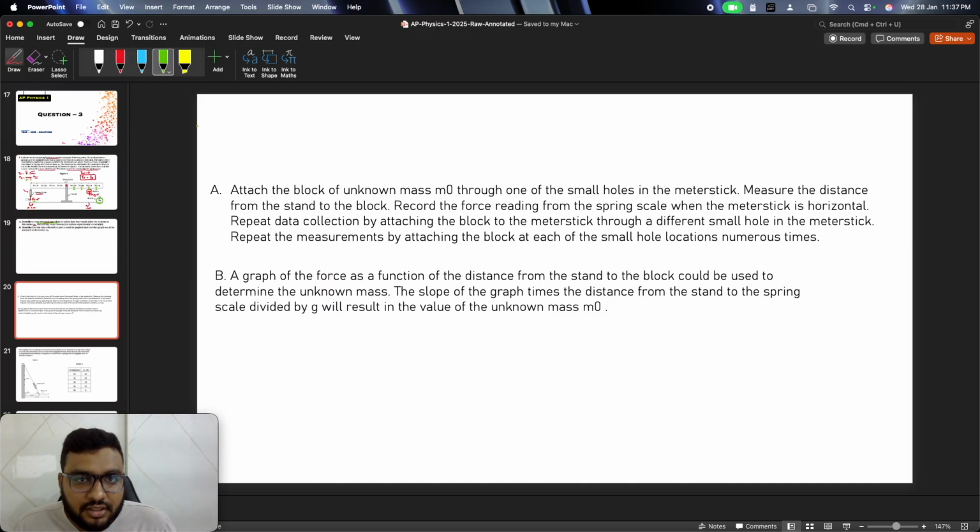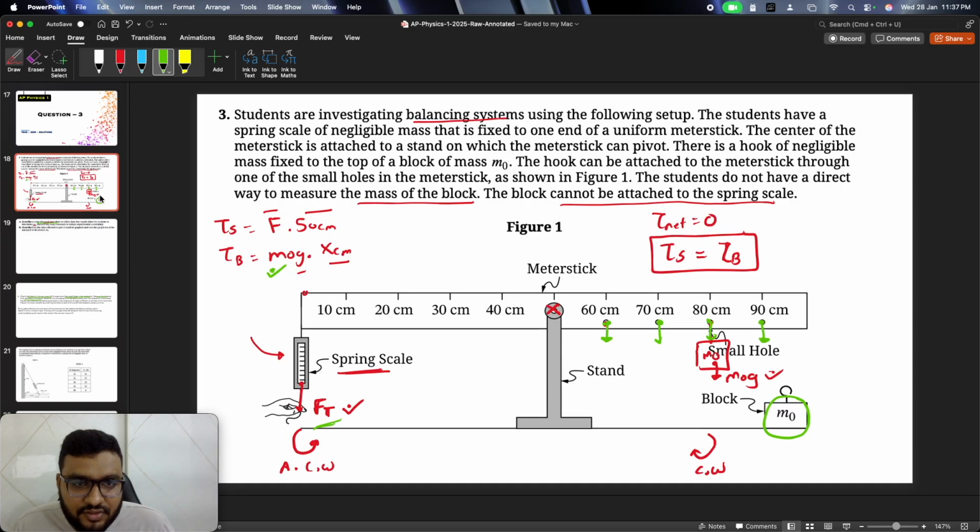Another way of writing this: attach the block of unknown mass m naught through one of the small holes in the meter stick. These are the steps. Measure the distance from the stand to the block. So we'll figure out whether the distance is 10 centimeters or 20 centimeters, depending on where the block is kept.